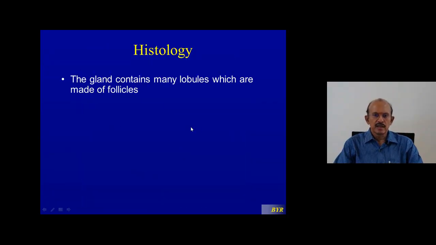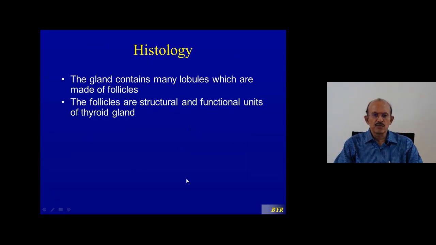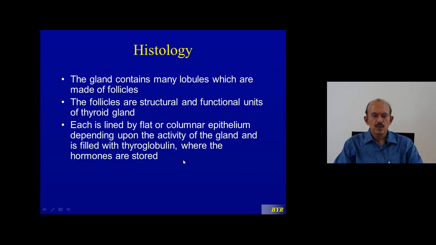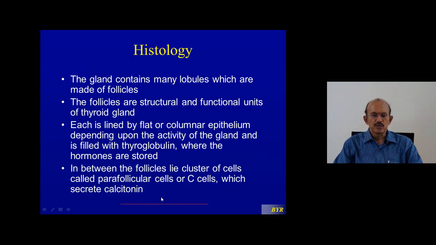So the gland contains many lobules which are made of follicles. The follicles are structural and functional units of thyroid gland. Each follicle is lined by flat or columnar epithelium depending upon the activity of the gland and is filled with thyroglobulin where hormones are stored. In between the follicles lie clusters of cells called parafollicular cells or C cells, which secrete calcitonin.